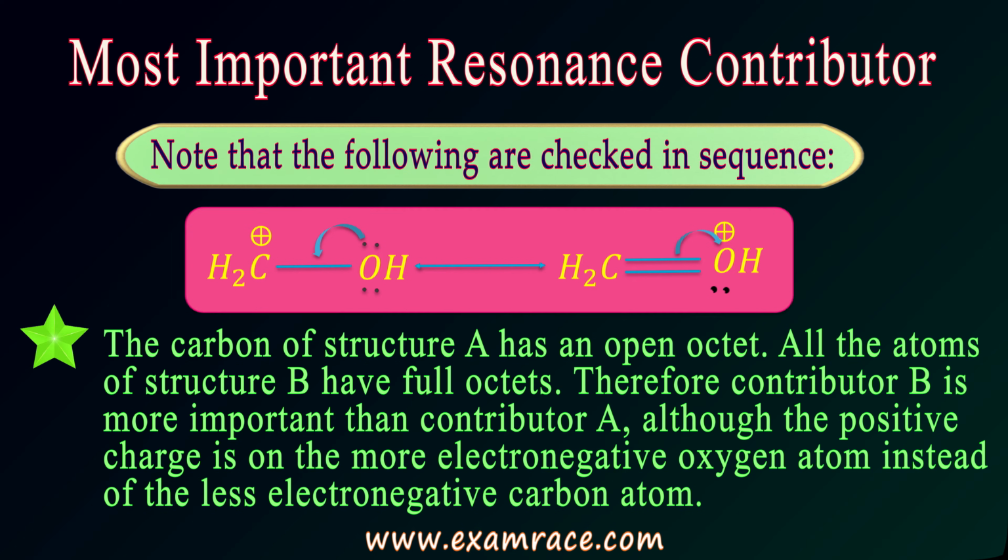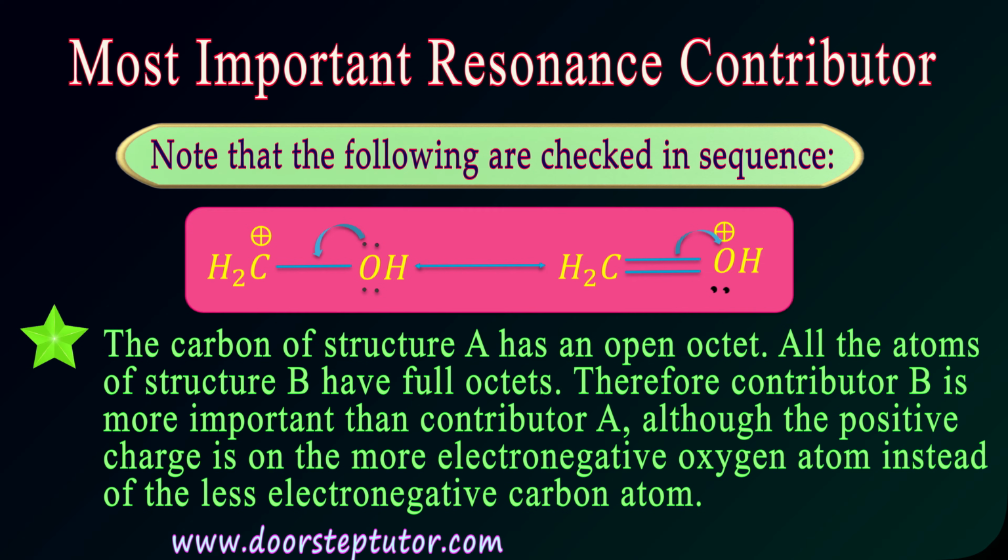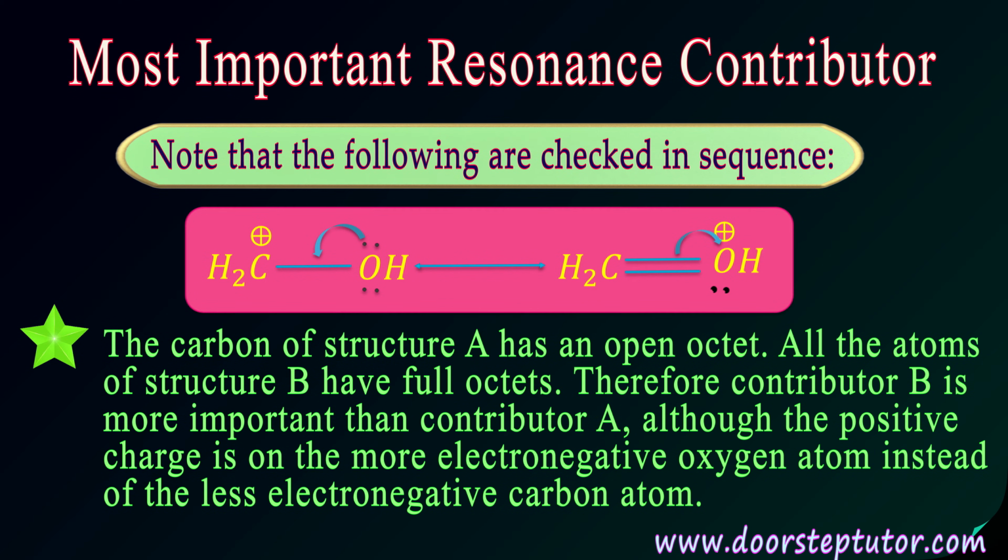Okay, but if we were comparing structure B with some other kind of structure whose octets were also full, and also the electronegative atom had the negative charge on it, and the electropositive atom had a positive charge on it, then that structure would be considered more important. But because we are comparing structure B with structure A, whose octets are not full, that's why we are considering structure B as the more important contributor.